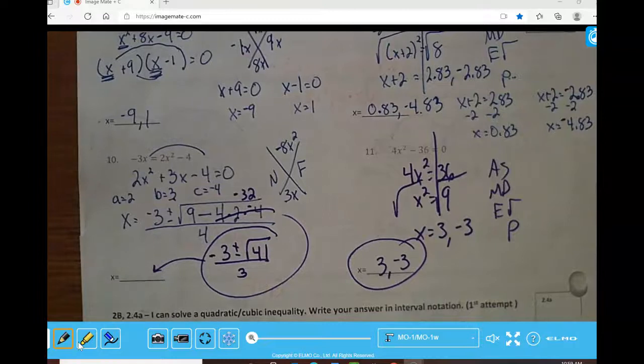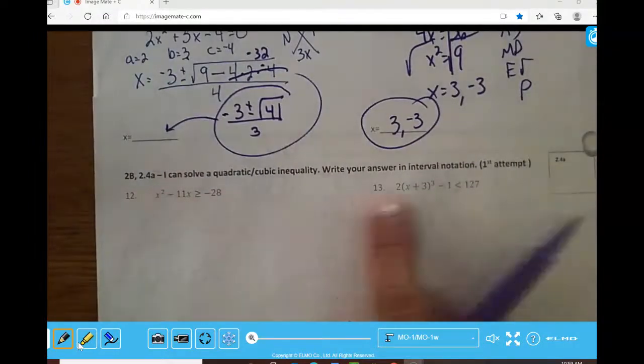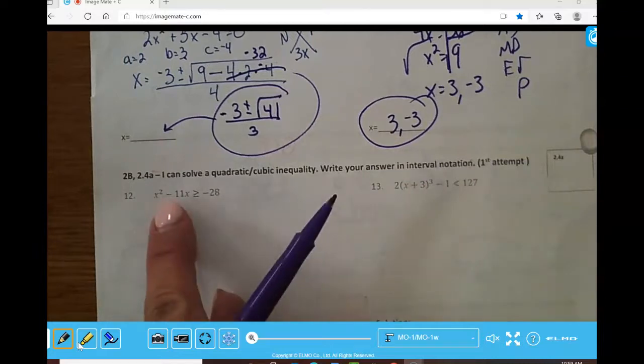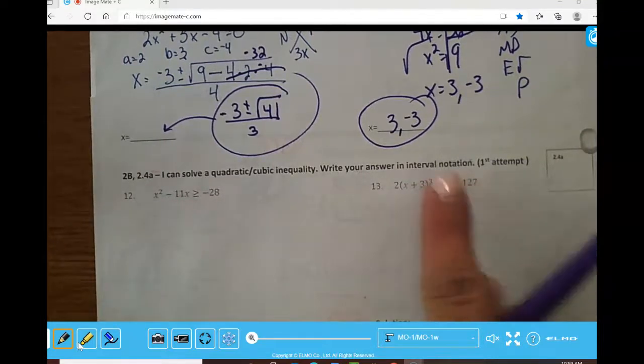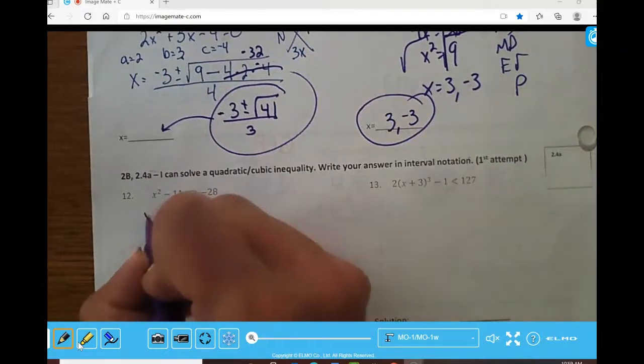All right, next two, we're still solving, but this time we're going to have alligators. One's squared, one's cubed. More than one type of x, one type of x. So for this one, I am going to get into standard form. I'm going to add that 28 over.